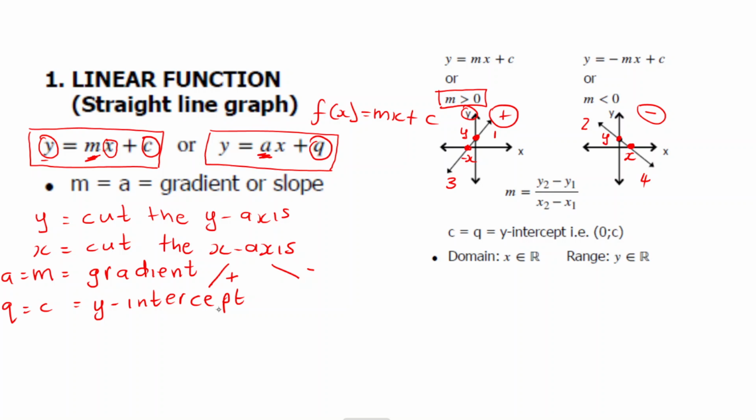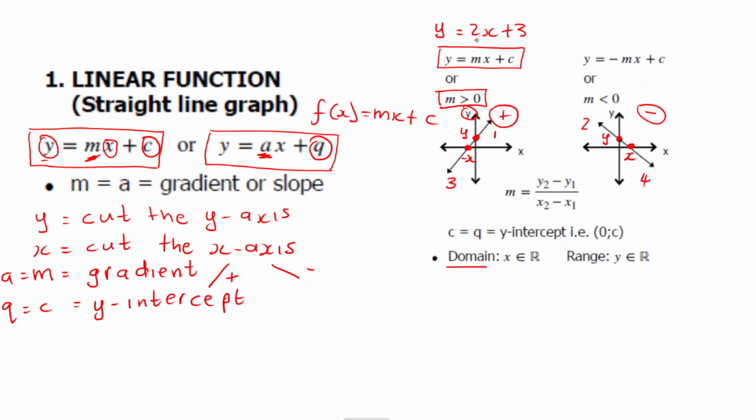Now let us look at the two concepts which we call the domain and the range. Oh, before we do that, if you look at this equation, if your slope is positive, then your equation is going to be y = positive mx + c. Let me give you an example. If I said y = 2x + 3, you can see that this is a positive gradient.